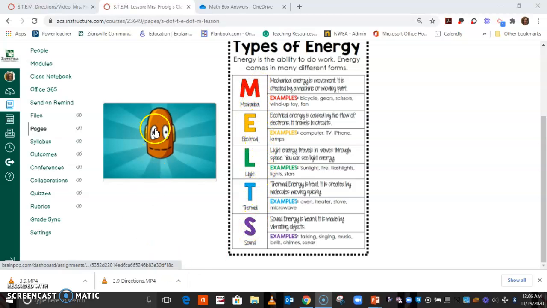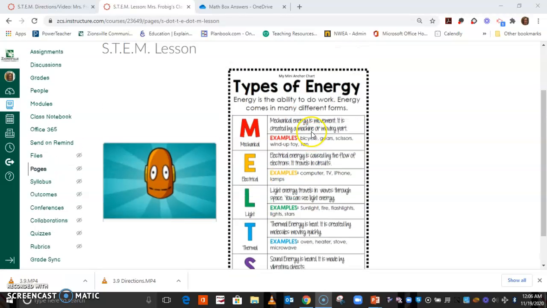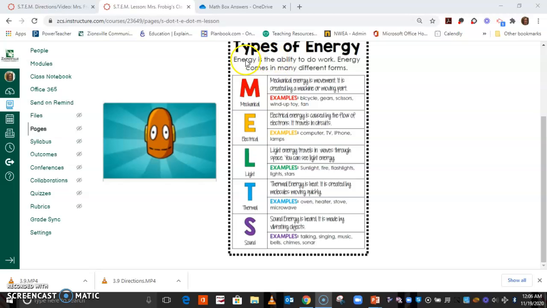So to start, we're going to watch a Brain Pop video that introduces us to all of these things. And then in your STEM notebook, you're going to copy down this little anchor chart on your next clean sheet of paper. You're going to title it Types of Energy. You're going to write down what energy is: the ability to do work. Okay, it gives a little definition.